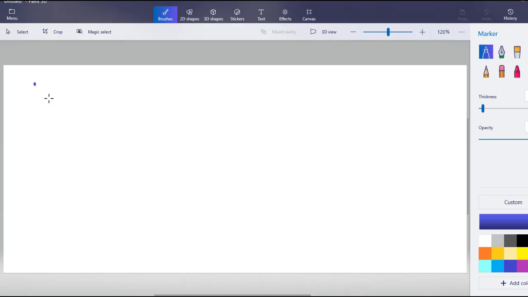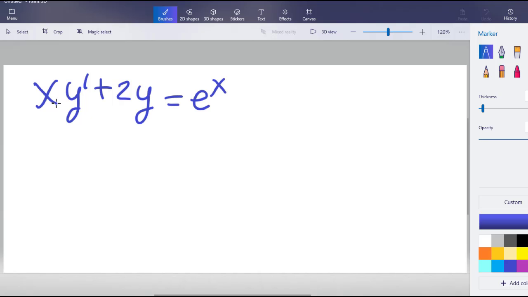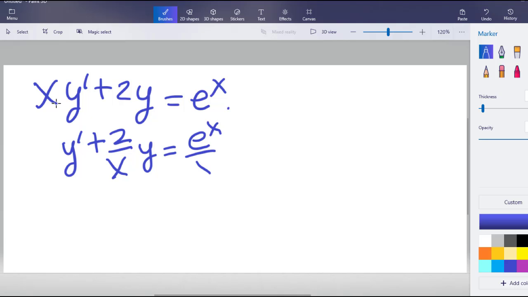The first problem on the review is x y prime plus 2y equals e to the x. This is first order linear, and so we need to put this into standard form first. So we'll divide by x to begin with. If we divide everything inside by x, we put this into the standard form y prime plus 2 over x y equals e to the x divided by x.